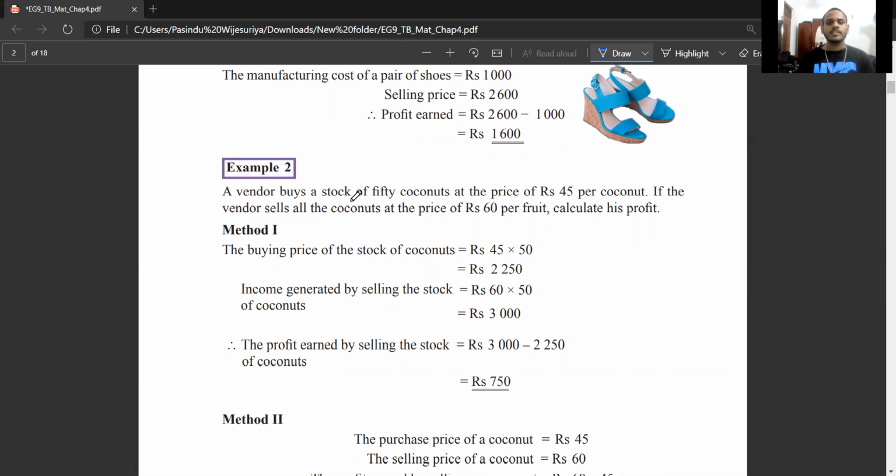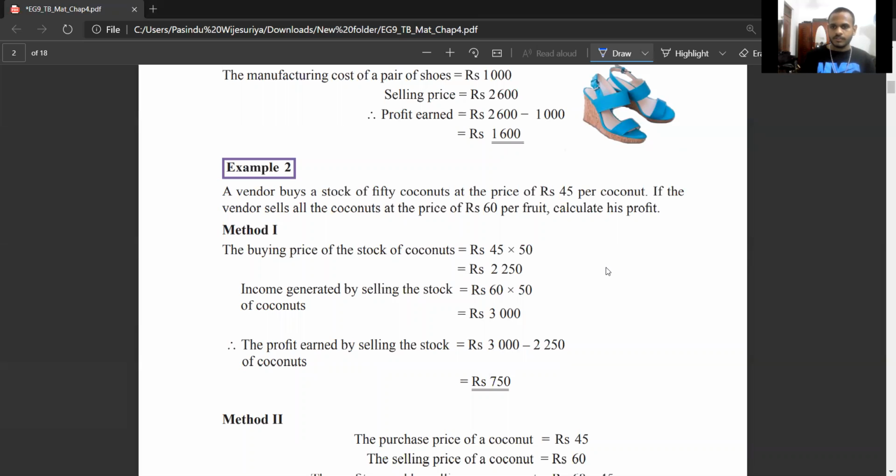A vendor buys a stock of 50 coconuts at the price of rupees 45 per coconut. If the vendor sells all the coconuts at rupees 60 per fruit, calculate his profit. So you can see that they have done it here.